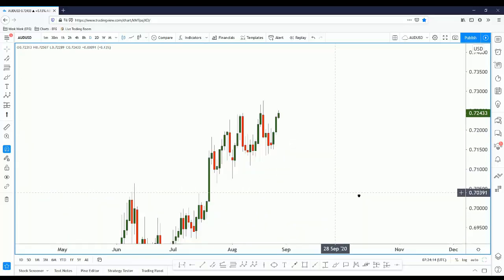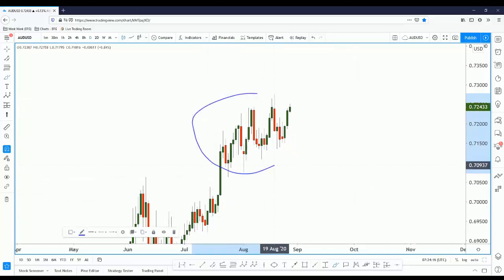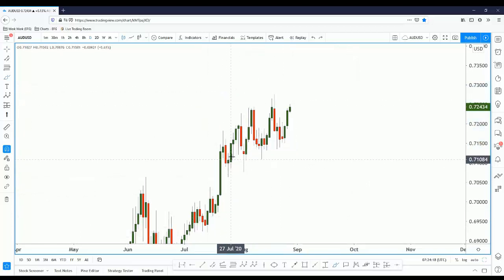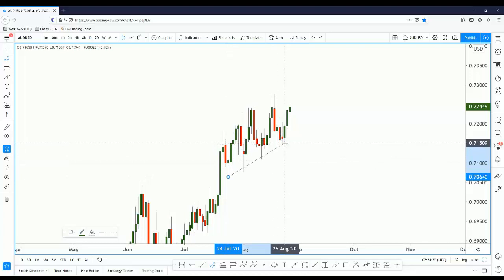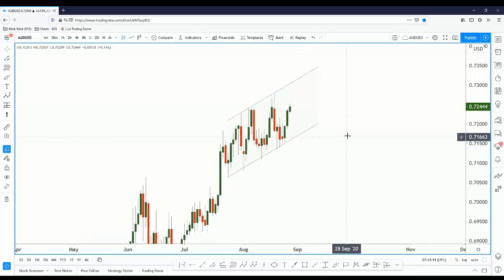Alright, so I just want to start off with the daily, and I really want to focus on this area here. Very interesting is that Aussie dollar has been making a low and then a high and then a higher low and then a higher high and then a higher low and then a higher high and then a higher low. It looks like price could possibly make a higher high. Now this is a very simple pattern to watch. Very simply, price does seem to be within an ascending channel.